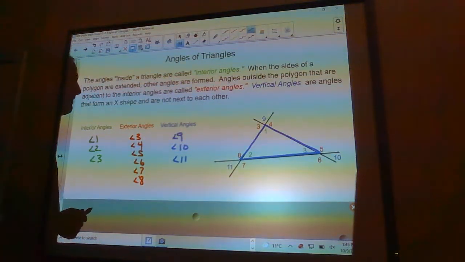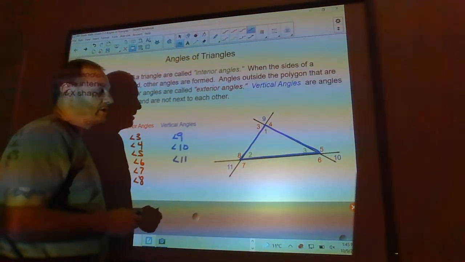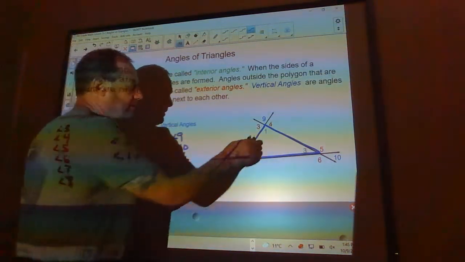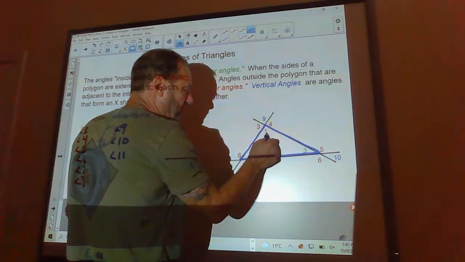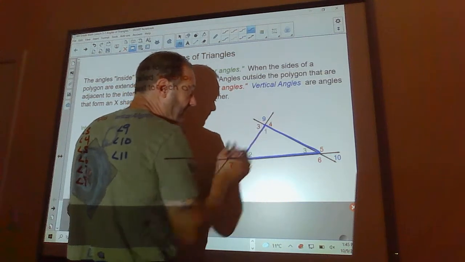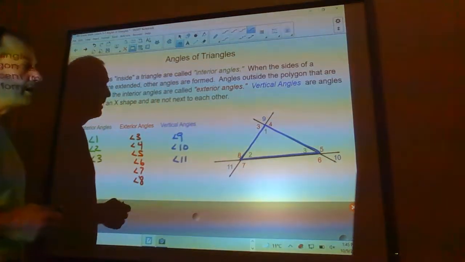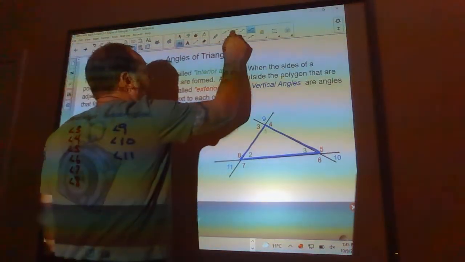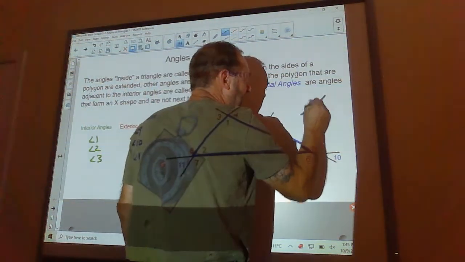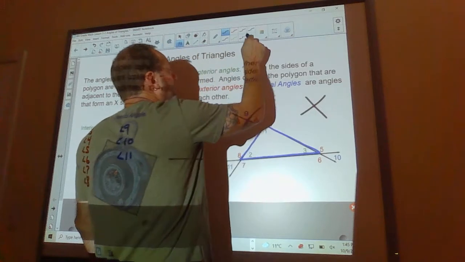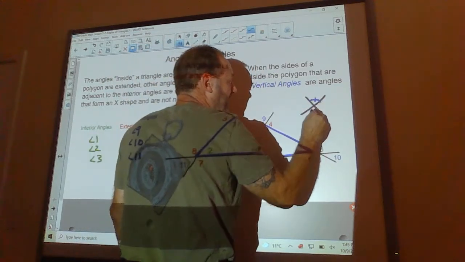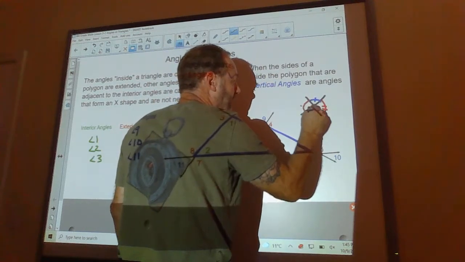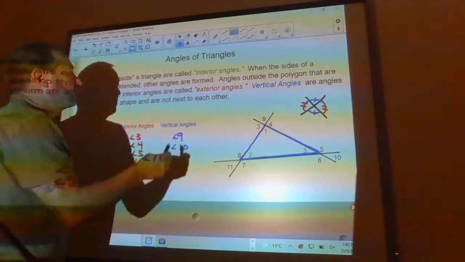Angle 9, 10, and 11 do not share a side with an angle. They're across from each other. So angle 1 and angle 9 are vertical. Angle 3 and angle 4 are also vertical angles. Okay? Now, anytime I have any kind of X shape like this, these two angles are vertical, and these two angles are vertical. Okay, and here's something to know.